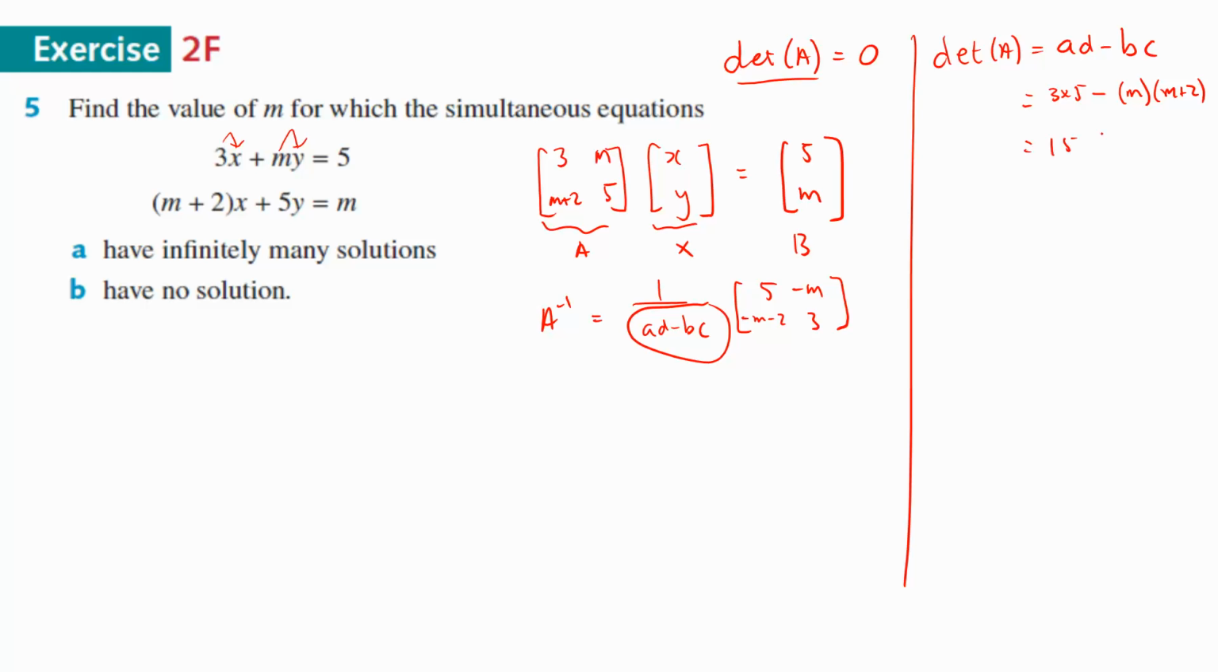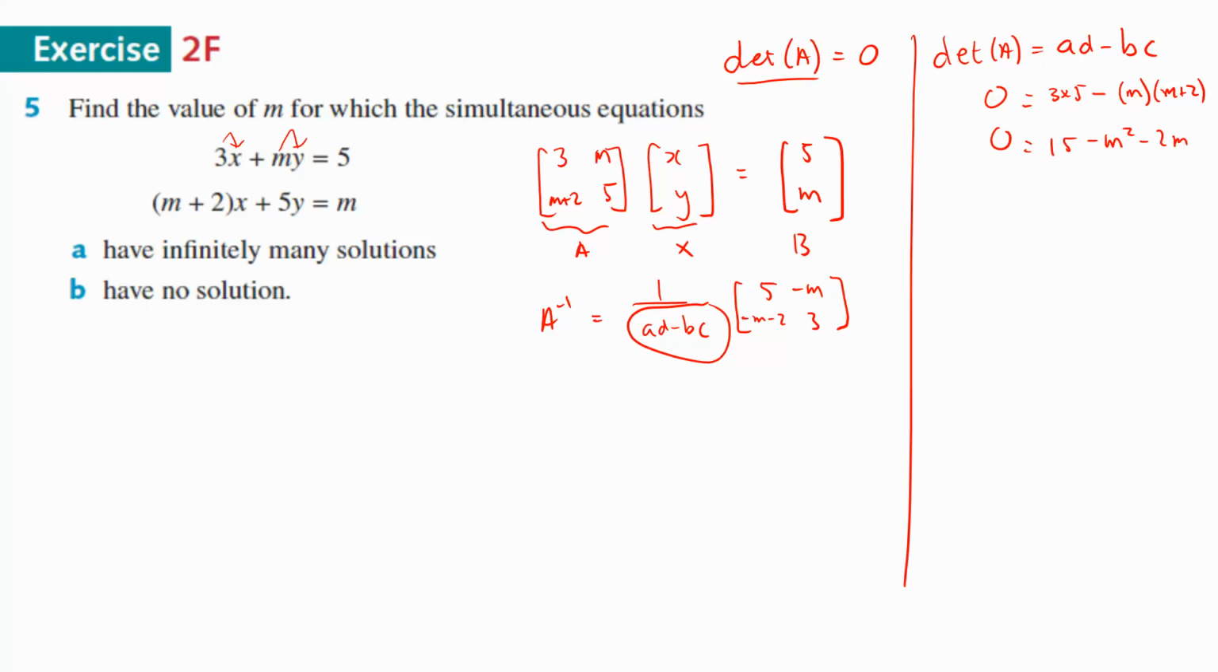This gives you 15 minus M squared minus 2M equals the determinant. And what did I want the determinant to equal to? I want it to be 0, because I want it to have no or infinitely many solutions. I wanted the inverse to not exist. So if I do that, determinant is equal to 0.